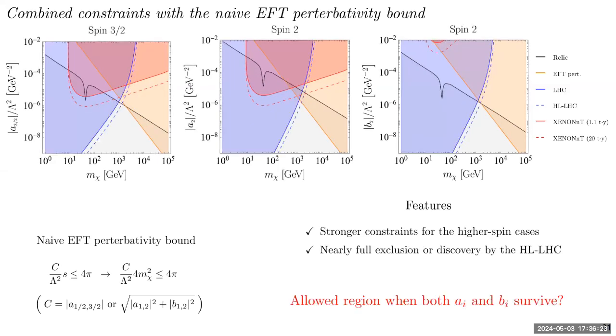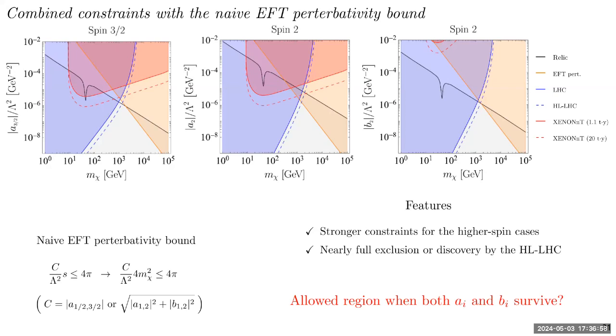Then how about the higher spin case? As you saw, the LHC constraint is much stronger, so the allowed region is almost fully excluded because of the LHC. And if we consider the high luminosity sensitivity, we can almost fully exclude all these higher spin scenarios.